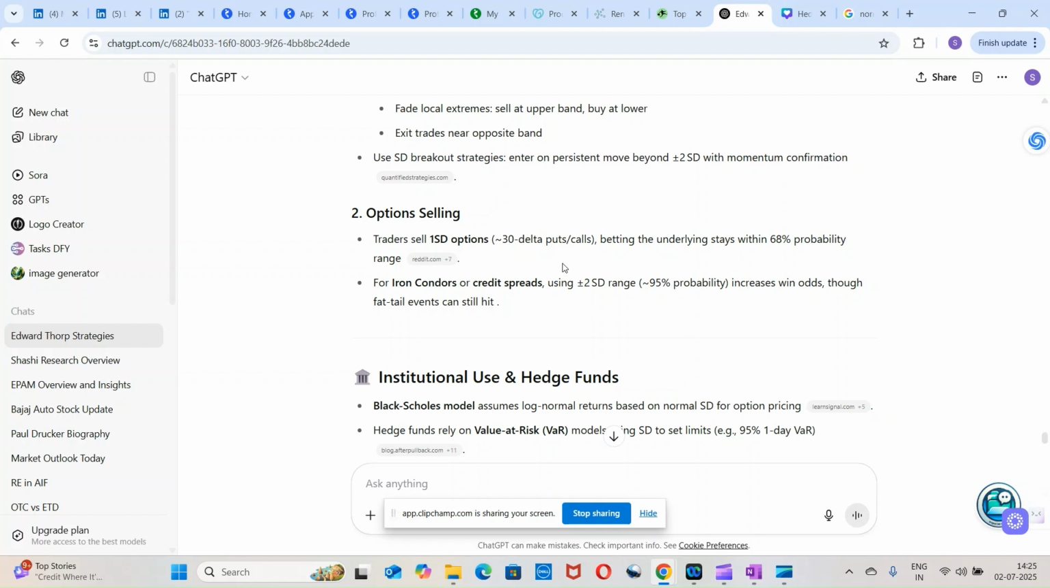So instead of 1 SD for option selling of iron condors or credit spreads, you use the 2 SD range, which has a 95% probability, increasing your winning odds. But again, that has only a 95% probability, even though you are taking the 2 SD range. Fat tail events like Corona, the 2009 crisis, or the Russian bond default, such fat tail or black swan events can still hit you, and you could lose money in that scenario. So in those cases, you need to manage risk actively and exit so that your profits are intact.